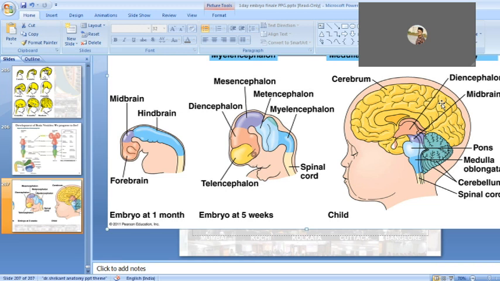Master of orchestra. So this is the new topic, and yes, this is important, more important than the development of the brain. Okay, so what are the various parts of the pituitary gland?